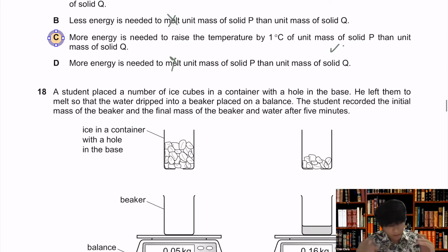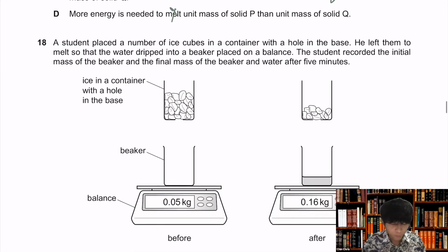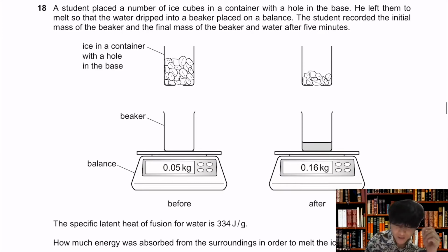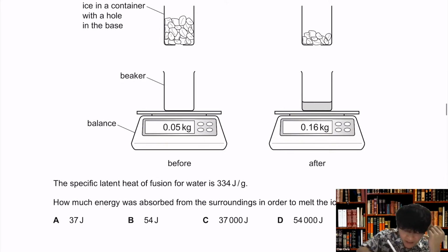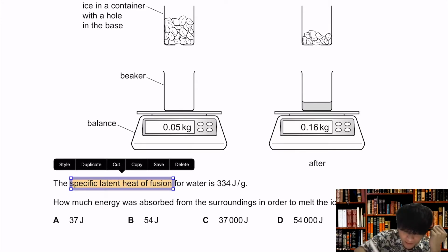Okay, 18, let's go. A student placed a number of ice cubes in a funnel with a hole in the base. He then left them to melt so that the water dripped into the beaker placed below. The student recorded the initial mass of the beaker and the final mass after 5 minutes. The specific latent heat of fusion. Latent heat of fusion is for melting.